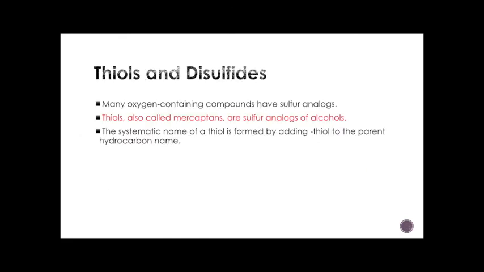Now we're going to look at thiols and disulfides. Thiol alcohols, or mercaptans, are sulfur analogs of alcohol. An analog just has a similar structure to that of an alcohol. So instead of an OH group, like an alcohol, a thiol is going to contain an SH group. To name thiols, you just add thiol to the parent carbon chain.